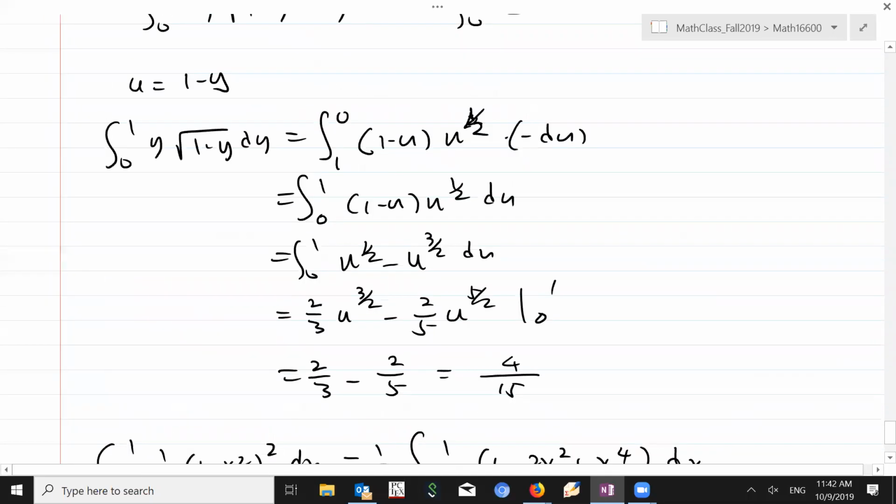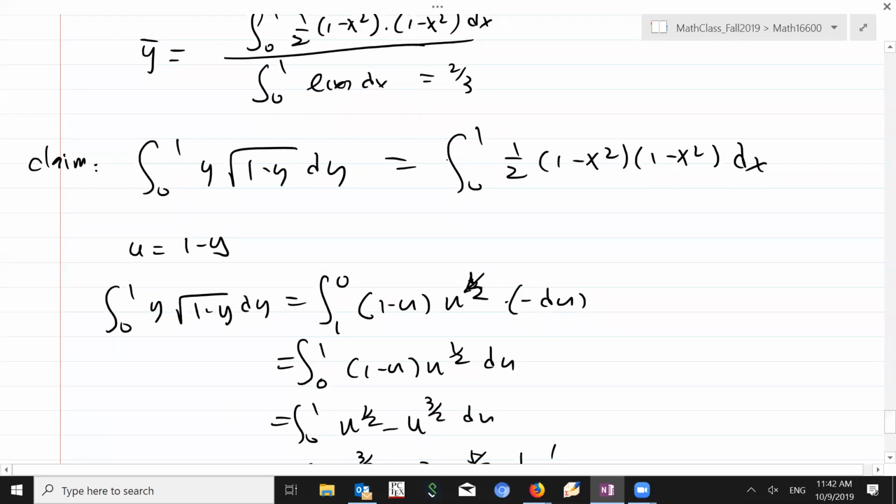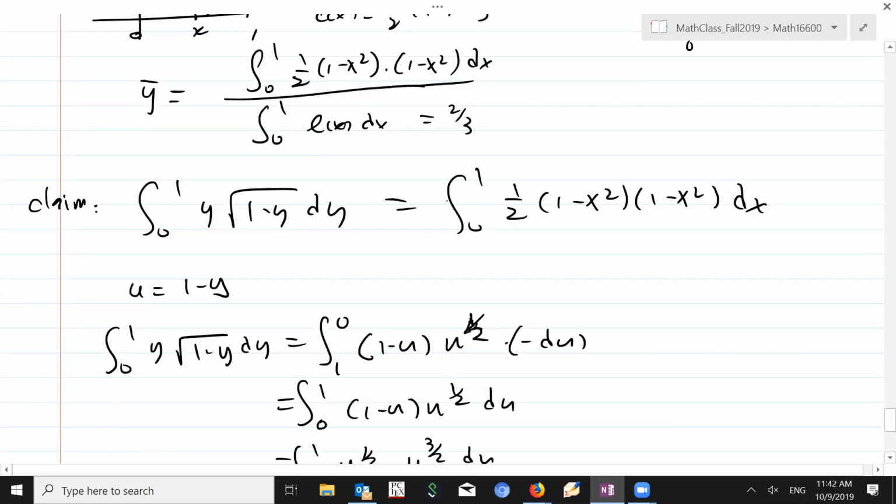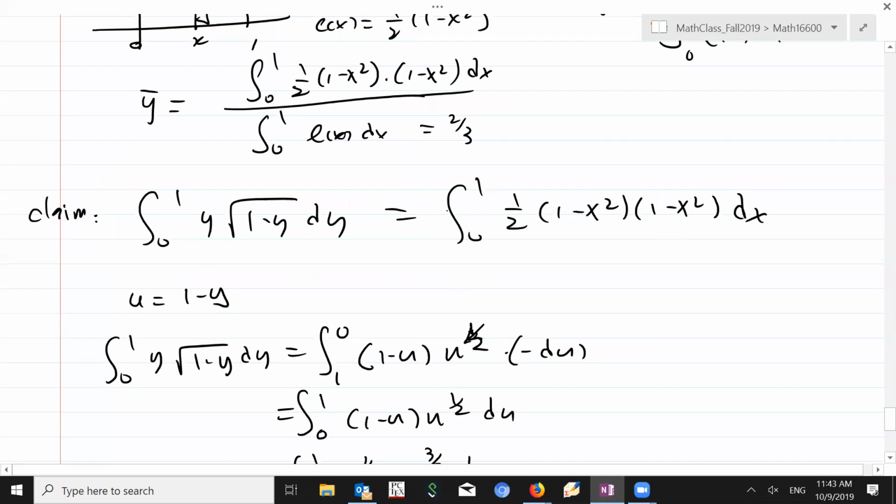So this is mathematics. It doesn't matter which way you go, you get the same result. So that's it for today's class, and we're going to have a review class on Friday.